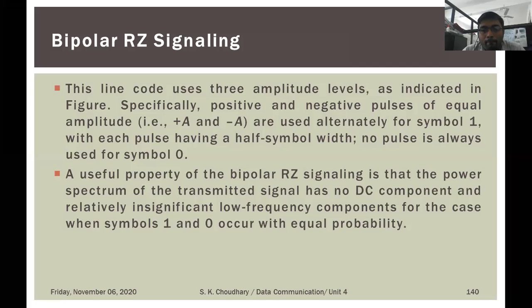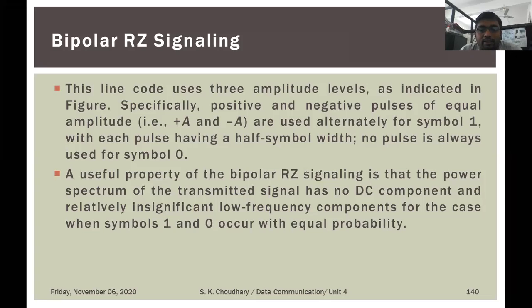So it is a little bit different from the polar RZ. We will see it from the diagram as well, but first we talk about the property of bipolar RZ signaling: the power spectrum of the transmitted signal has no DC component. Again, this is an advantage, and it also has relatively insignificant low frequency components for the case when symbols 1 and 0 occur with equal probability.